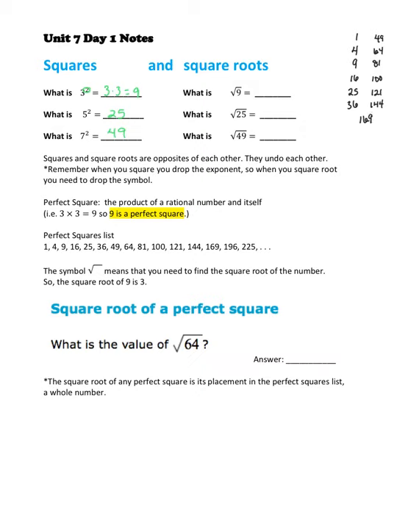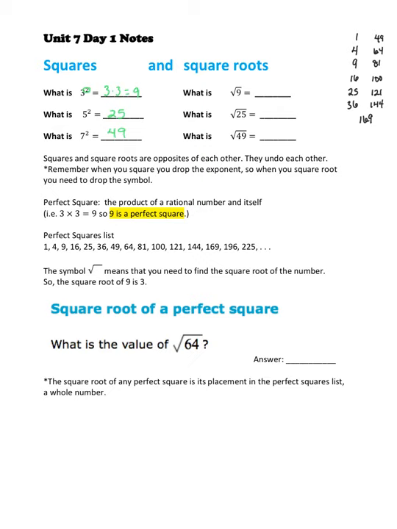You should be able to confidently know at least through 13, preferably through 15, all right? Because you need to be comfortable with this. So we have our squares. 3 squared is 9. There we go.